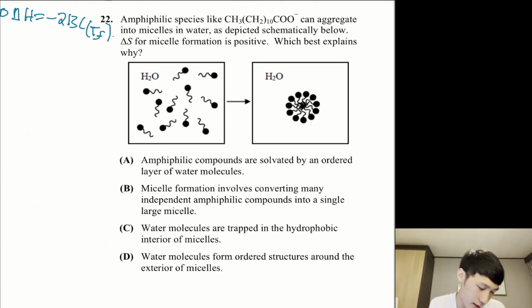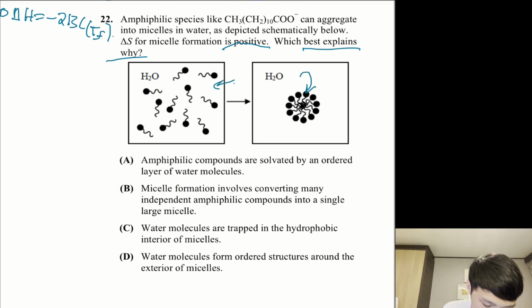Problem 22. Amphiphilic species like this carbonate can aggregate into micelles in water as depicted schematically below. Delta S for micelle formation is positive, which best explains why. So what we have is all of these amphiphilic carboxylates, like these right here. They come together and form this structure, this micelle. And what they're telling us is delta S for this process is actually positive.